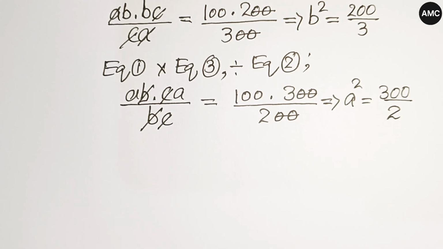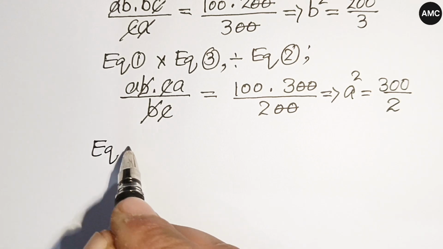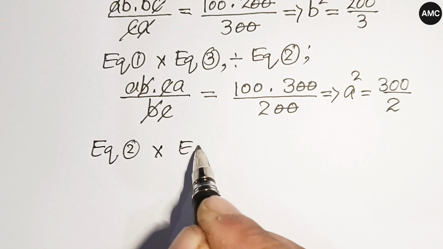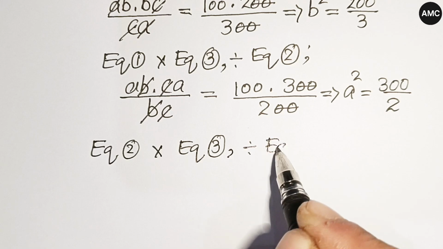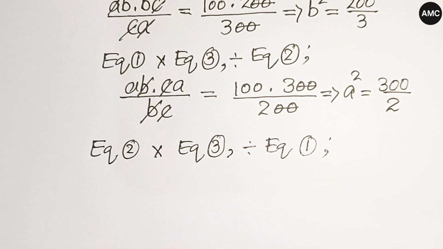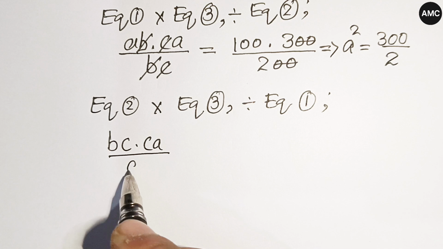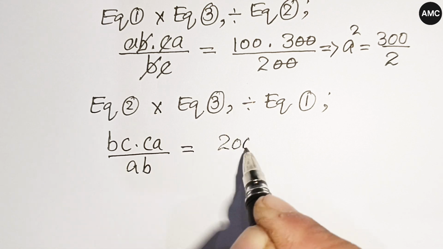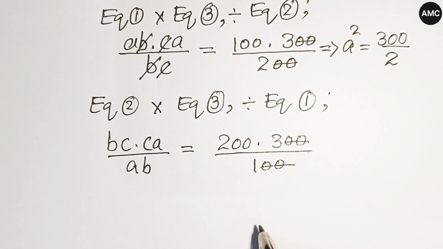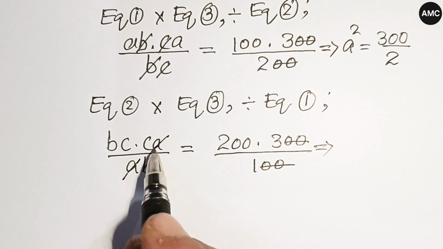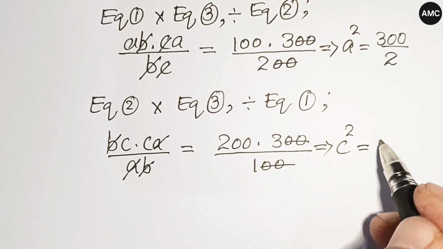Now we have to multiply equation 2 with equation 3 and then divide by equation 1. So equation 2, equation 3, and now dividing by equation 1. Here we have b times c times ca all over ab, that is equal to 200 times 300 all over 100. Now these two zeros are cancelled, a is cancelled out with a, b is cancelled out with b, and we get c squared. So the value of c squared is 600.